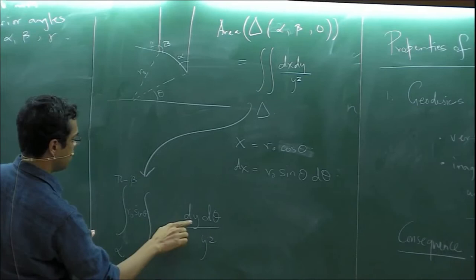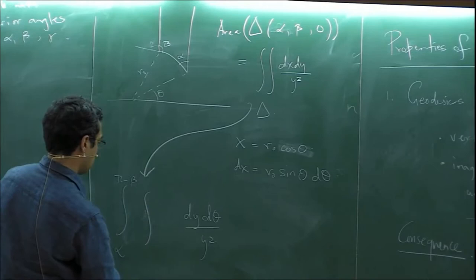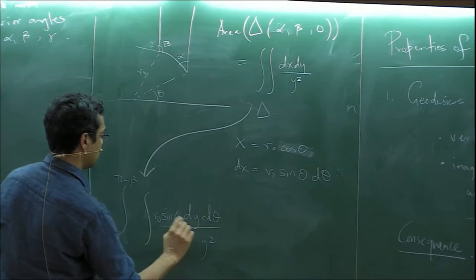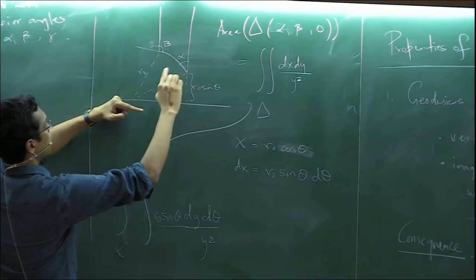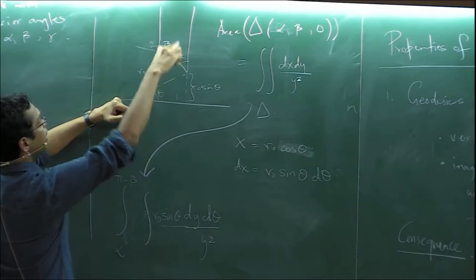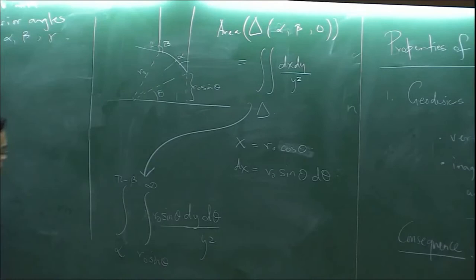And now let me just write it here. So r naught sine theta. So that's the area element now. And this y now varies from, well, if you're here, it's at height r naught sine theta at any angle. So that's the height, and you're going from there to infinity. So it's the integral from r naught sine theta to infinity. Okay, so that's what this area integral becomes.